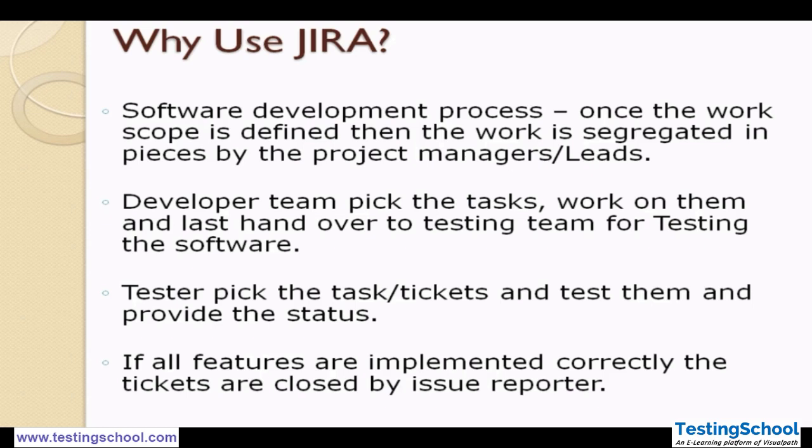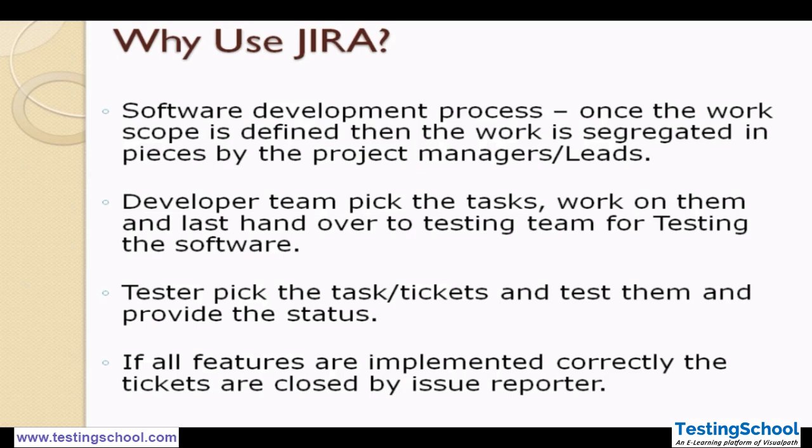So you have to create a ticket for that so that it can be tracked by anyone in your team. So once the work scope is defined, then the work is segregated into pieces by your project manager or your leads. So basically it is needed because your work needs to be identified and it can be tracked by a ticket number. So that is why we use the Jira tool.